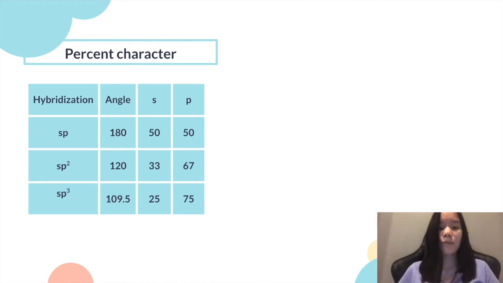And finally, the hybridization of sp3, the molecule should have the angle of 109.5, so the percentage of s character is equal to 25, and the percentage of p character is equal to 75. And for the water molecule, H2O, the water molecule should have the angle of 104.5. So it is cos 104.5 degrees, which is equal to negative 0.25.